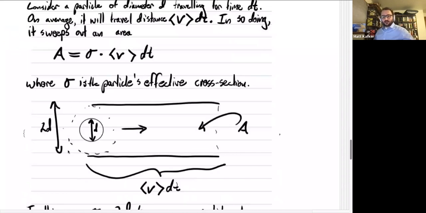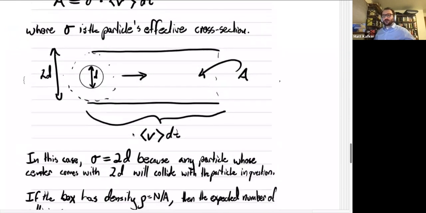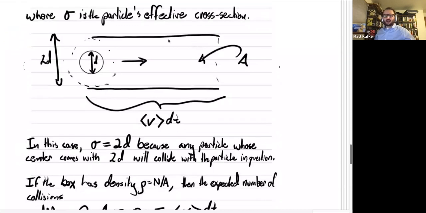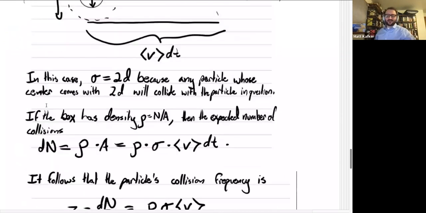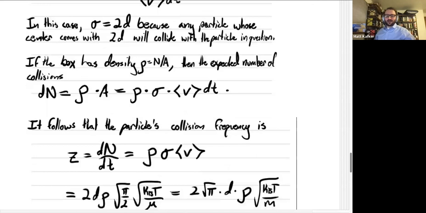This particle is going to sweep out some sort of rectangle in space in some unit of time dt. The density of particles in the box tells you how likely it is to encounter a particle as it sweeps out this area in dt, because if it encounters a particle, then that's going to contribute to this collision rate here. So the number of particles it encounters is going to be the density of particles times the area, okay? And then the number of particles per unit time is the collision rate of that one particle.